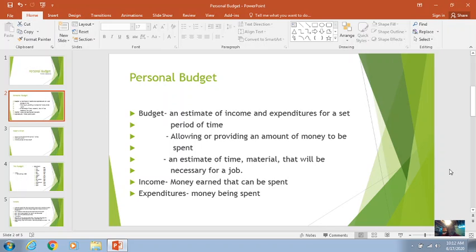Income is another term that I will use, and this is money that is earned that you can spend. And expenditures is the money that will be spent.